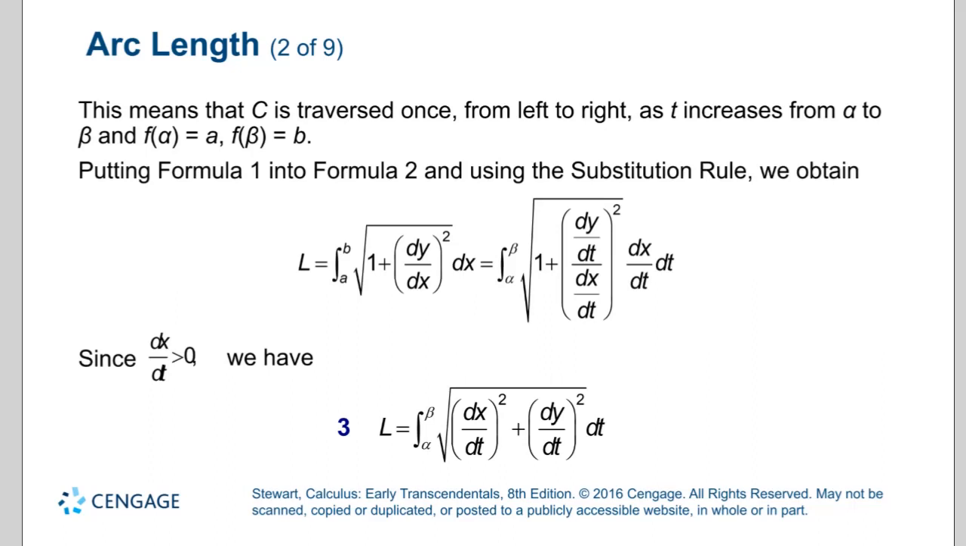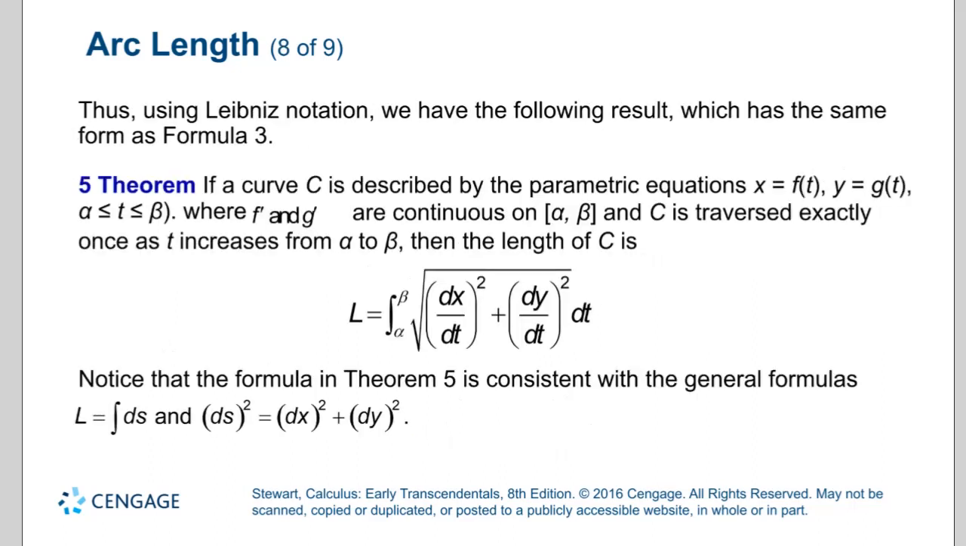Now, I want to clean this up a little bit to make it easier to work with, so we don't have that fraction there. You find the common denominator, and you end up getting the integral of the square root of (dx/dt) squared plus (dy/dt) squared, dt. This way, we have it as one simple equation that we can solve to find the arc length. So that's the equation that we're going to use.